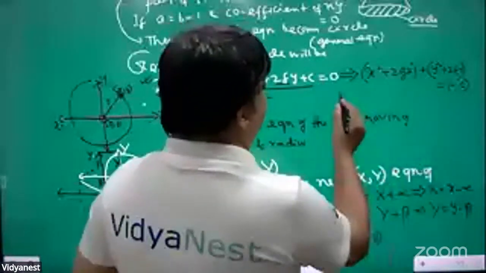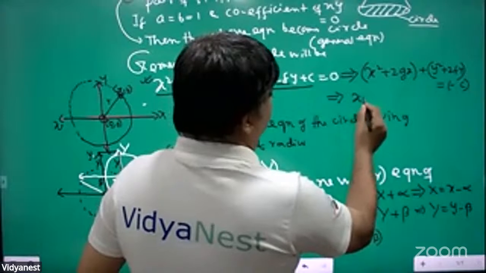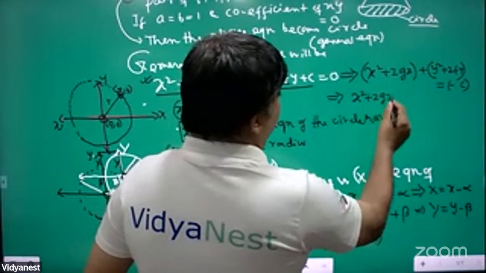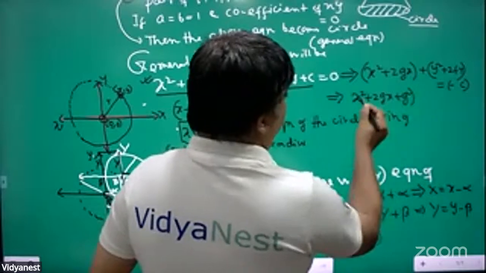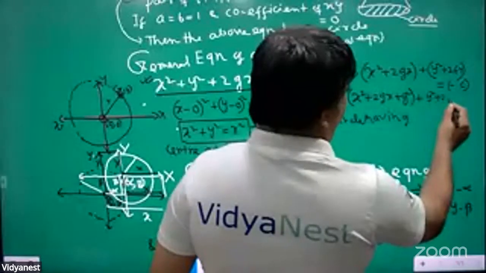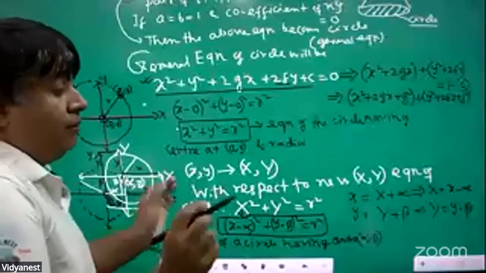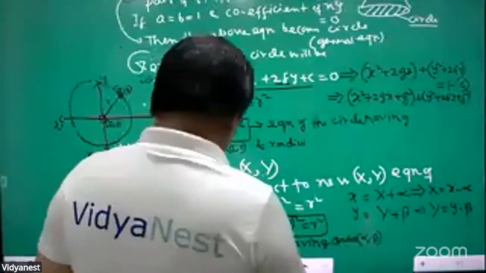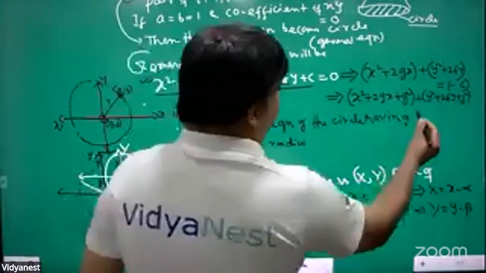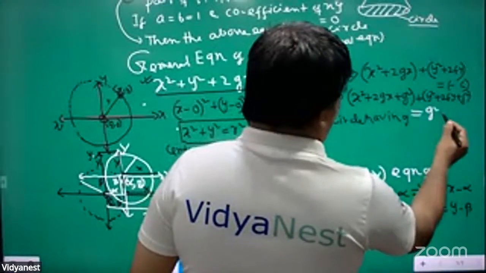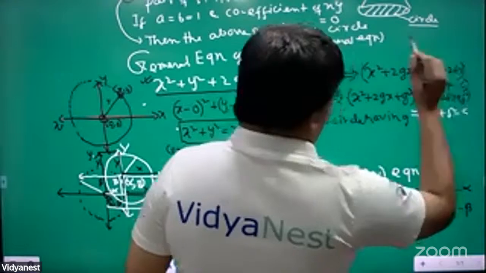So how to bring a perfect square? I need to introduce x square plus 2gx plus g square. हम एक g square उधार ले लिया. ऐसे ही y square 2fy plus f square हम ले लिया. जब g square and f square I borrowed, so I have to return. So in the right hand side I have to write g square plus f square minus c.